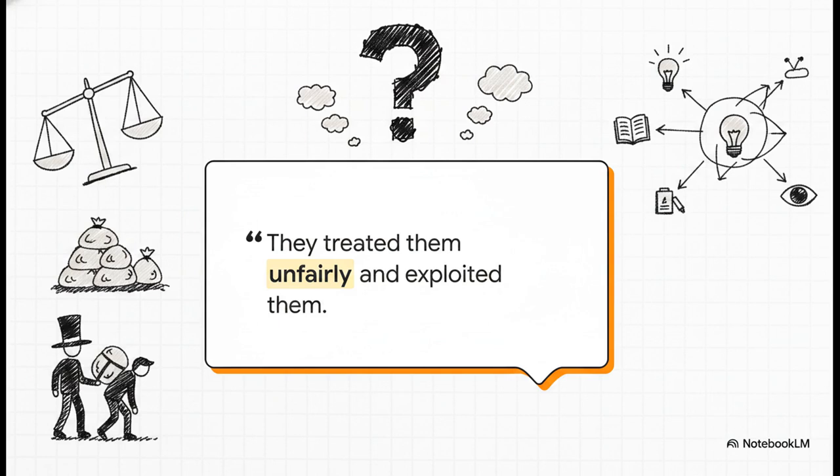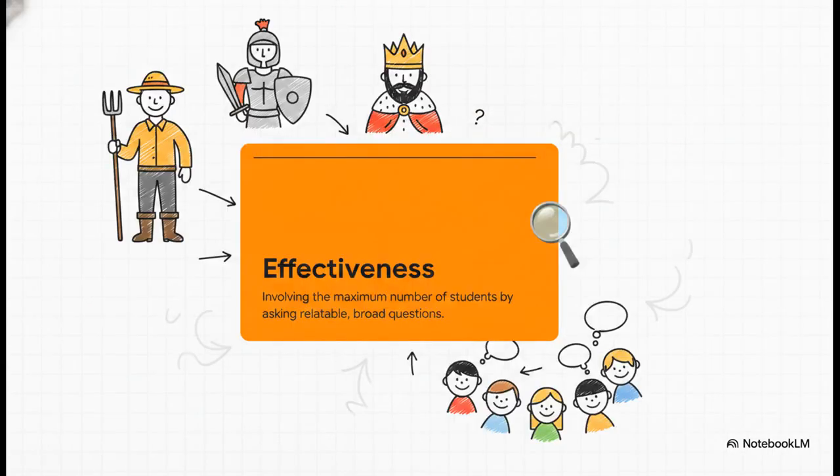The teacher didn't lecture them about exploitation at all. The teacher merely prompted them to recall it themselves. The lesson plan highlights this as the sub-skill of effectiveness, specifically focusing on involving the students. By framing the question around broad categories like farmers, soldiers, and kings, the teacher successfully involves the maximum number of students in the logic flow. This ensures everyone in the room understands the stakes of the history they're discussing.